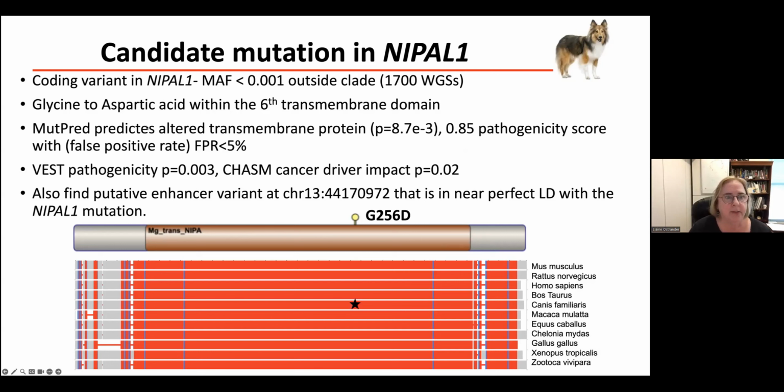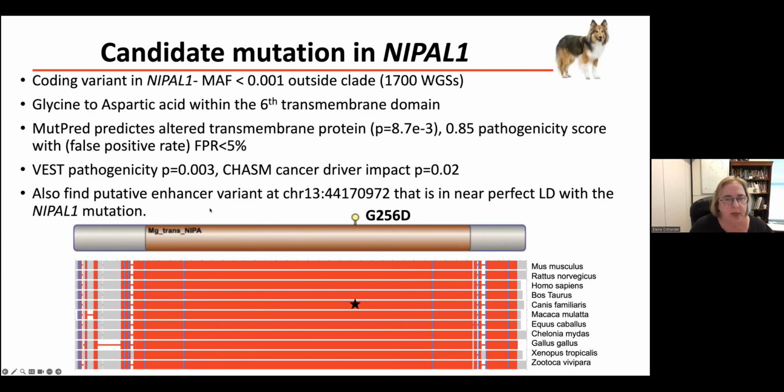We applied lots of statistical tests, and they were all very robustly telling us this is functionally relevant. Mutt-Fred predicts that this altered transmembrane domain protein is functionally relevant. It has a strong pathogenicity score with a low false positivity rate. We looked with VEST, and we got a p-value of 0.003, and CHASM, the canine driver impact score, 0.02.